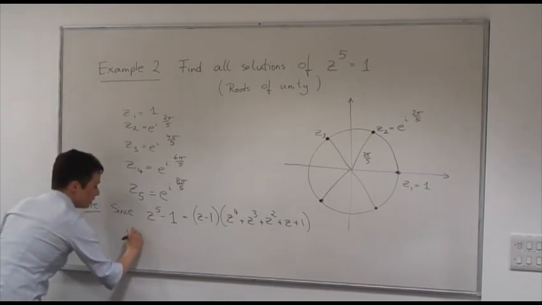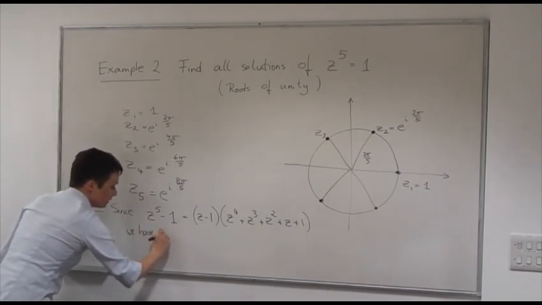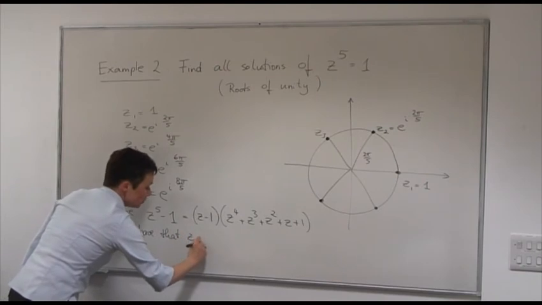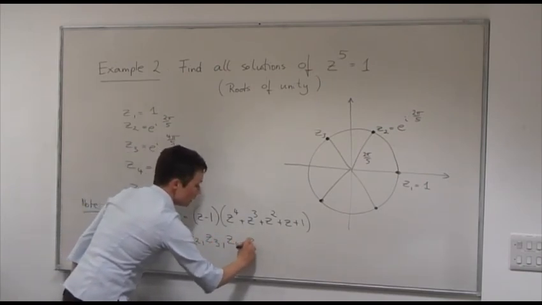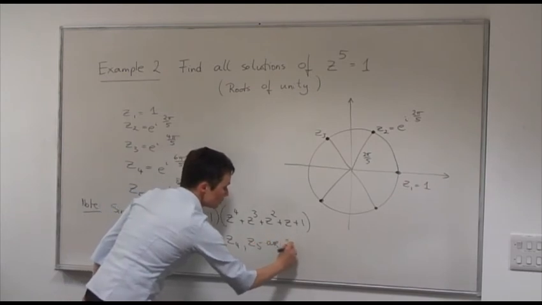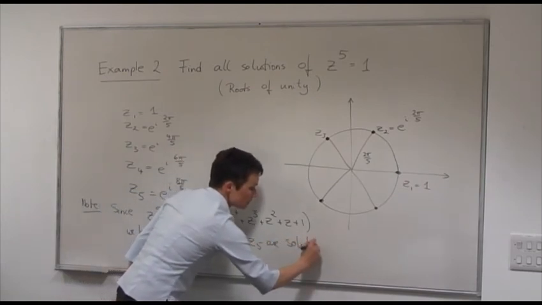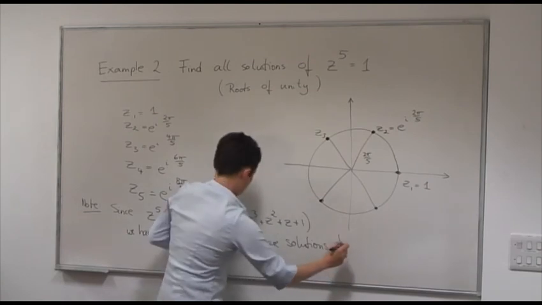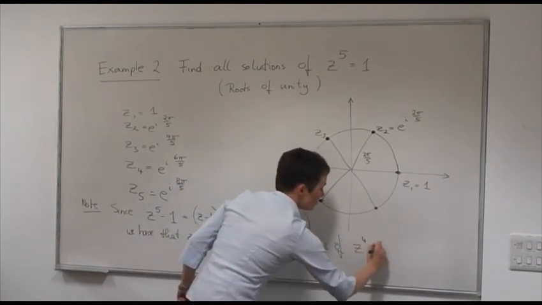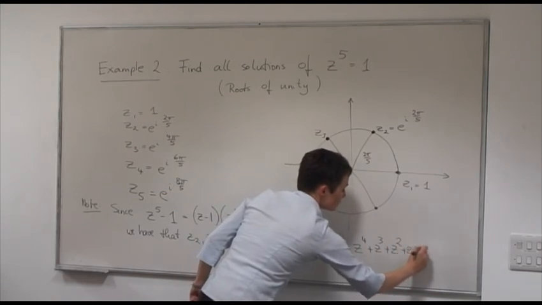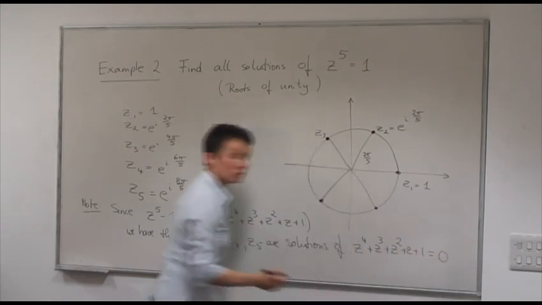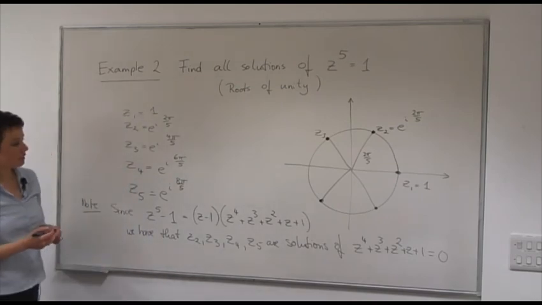So we have that z2, z3, z4, and z5 are solutions of z to the 4 plus z cubed plus z squared plus z plus 1 equal to 0. It's just sort of an additional fact we get out of this.